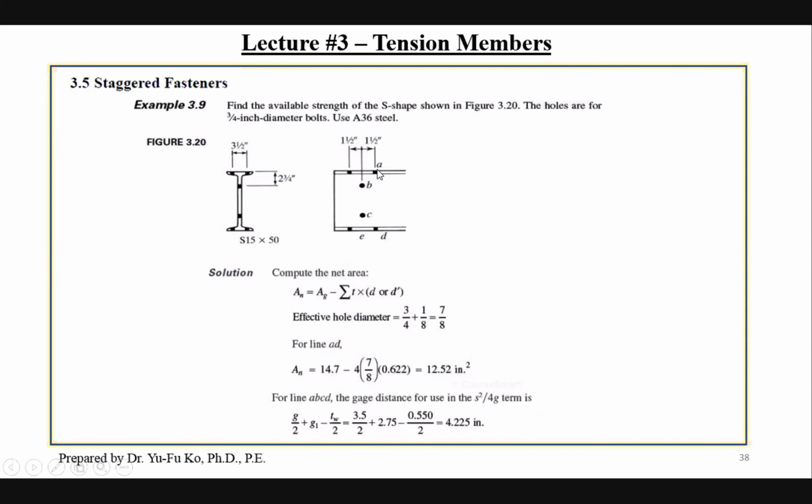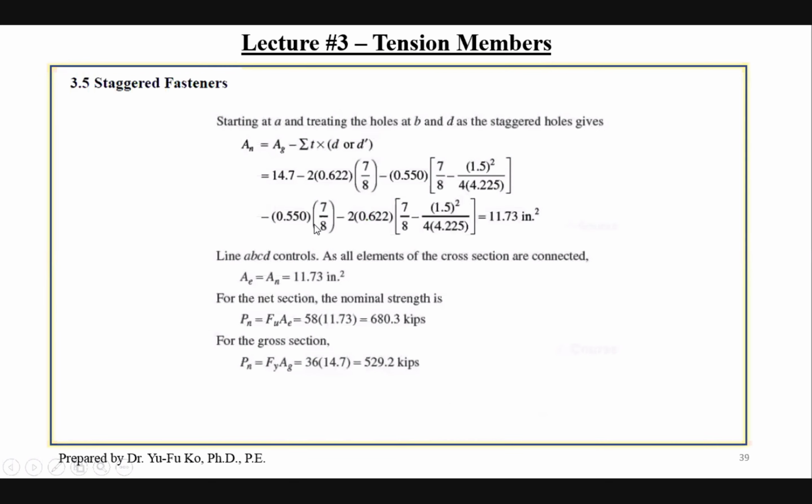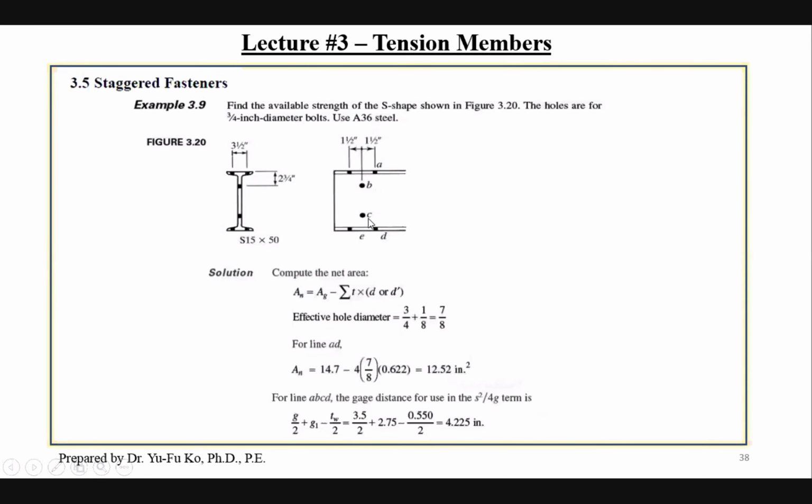Now the next path will be from B to C. Is C staggered or non-staggered? Non-staggered, so you have to use D instead of D prime. Then this thickness, same thing, is the web. So 0.55 times 7/8.